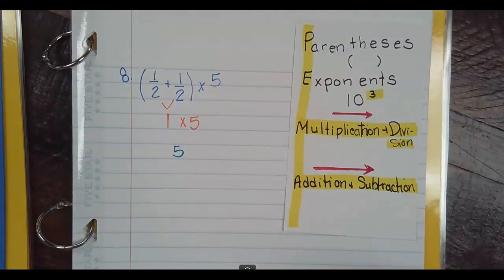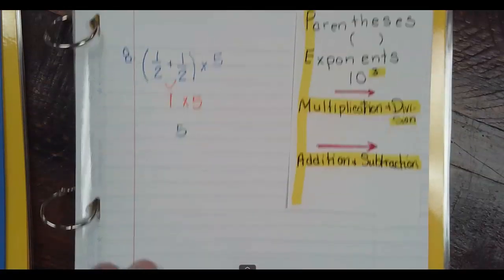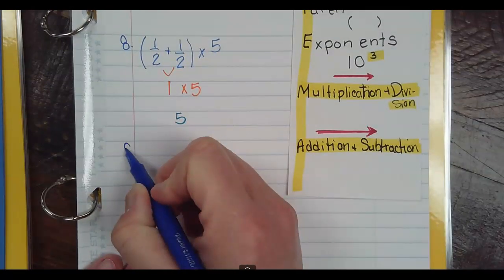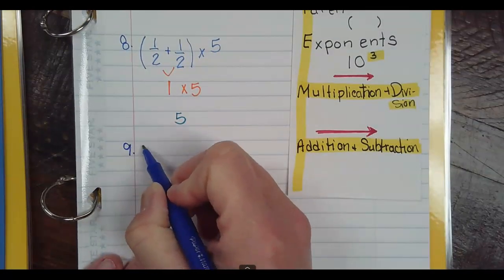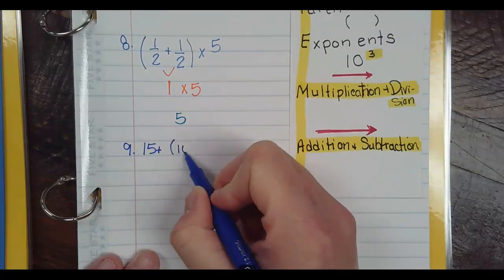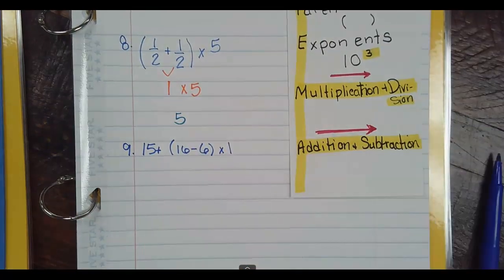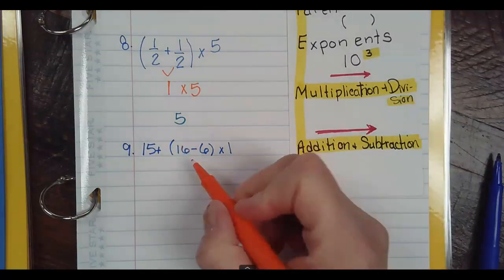Number 9. Did you have any questions on this? Smileys if you got it right. Number 9. 15 plus 16 minus 6 times 1. Take me through this problem. Do 16 minus 6? Why? Because I have the parentheses. Right. So 16 minus 6 is what?